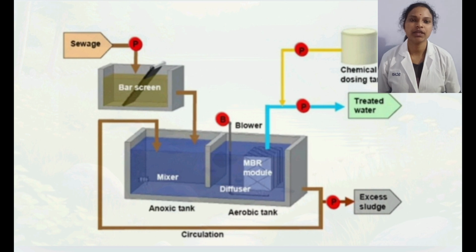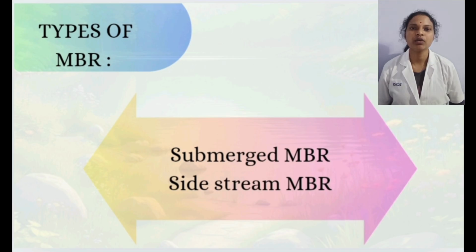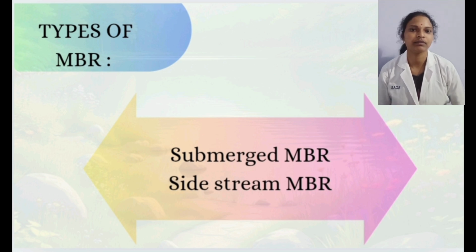This is the 3D image of the membrane bioreactor. This image shows how the wastewater is treated inside the bioreactor. Next, we are going to see the types of membrane bioreactor. There are two types of membrane bioreactor. One is submerged bioreactor and another one is side stream bioreactor.